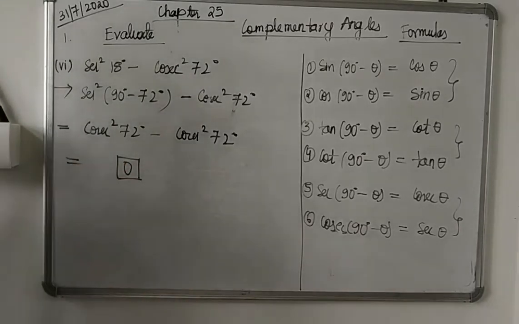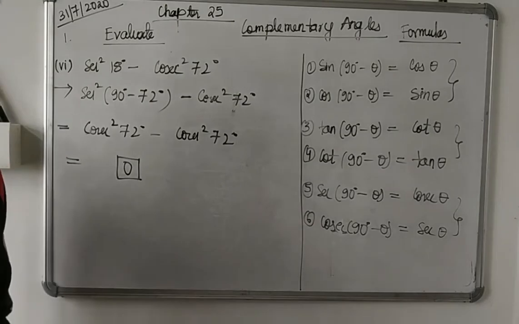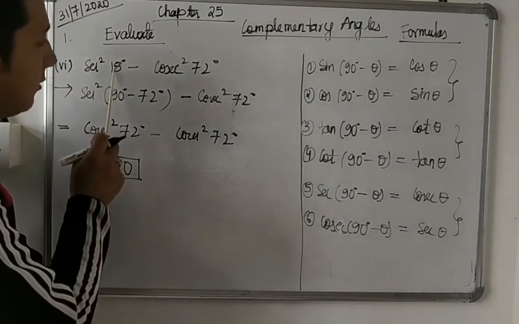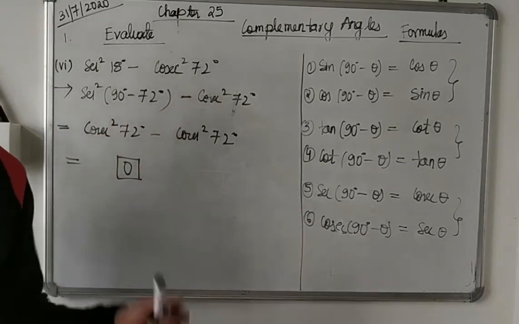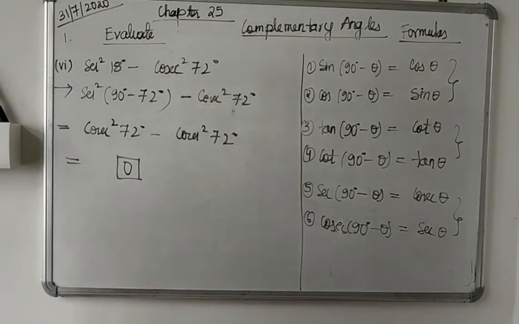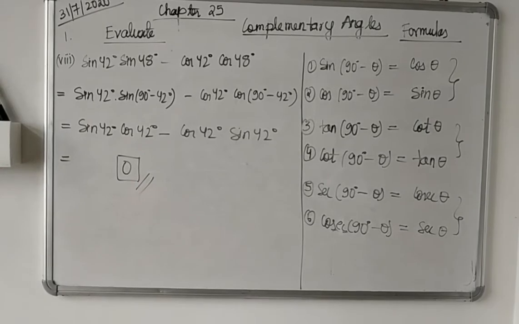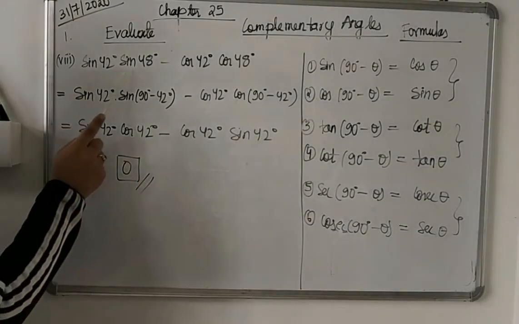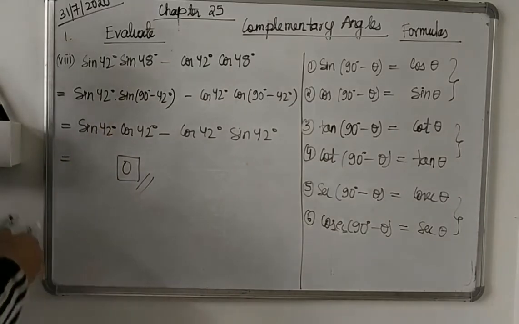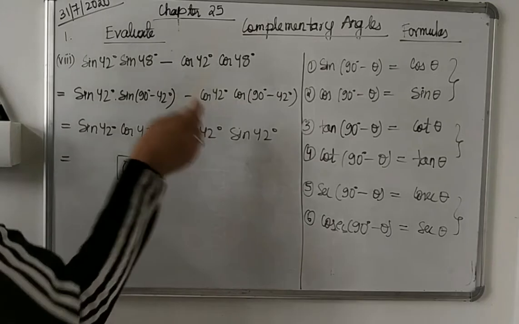Cancellation. Very simple. Whenever you see the question out here, look at these angles. Are they complementary or not? If yes, then you know what to do, isn't it? So pause the video, note it down. Number 1, part 8, a very similar type of question. The question is sine 42 sine 48, and there is a minus sign, minus cos 42 into cos 48.